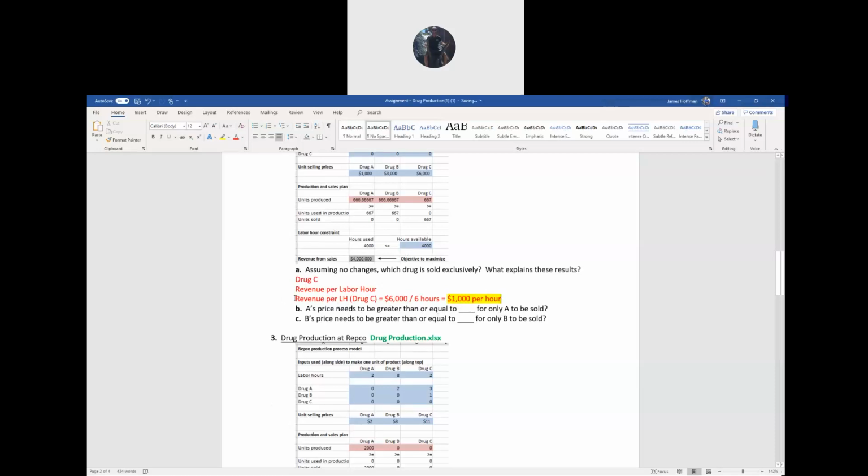All right, so let's do B. A's price needs to be what for it to be sold? First, figure out what the current revenue per labor hour is, and then figure out the increase that would make it equivalent to drug C.